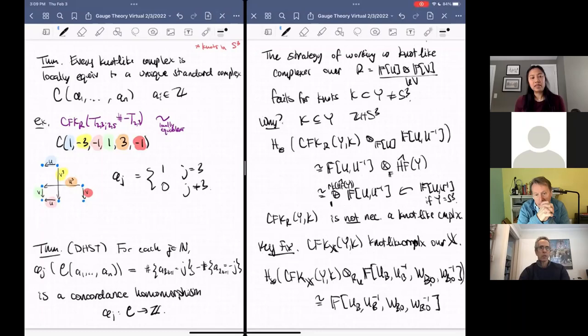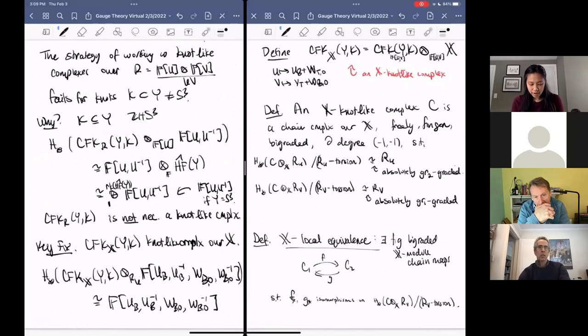So in other words, I have this complex, which is a knot-like complex over the ring X, where here, CFKX is the knot Floer complex over this ring X, and it's defined by taking your knot Floer complex and tensoring with the ring X, where X you can think of as a UV module via these actions of U and V.